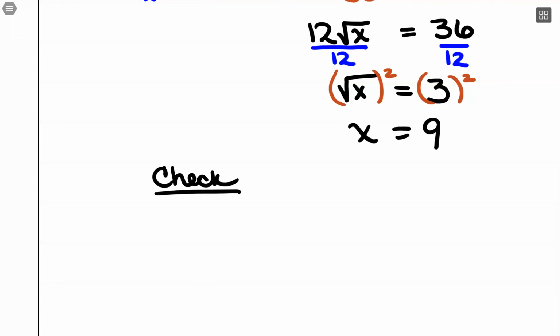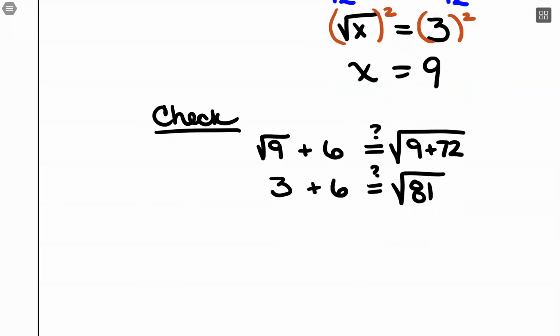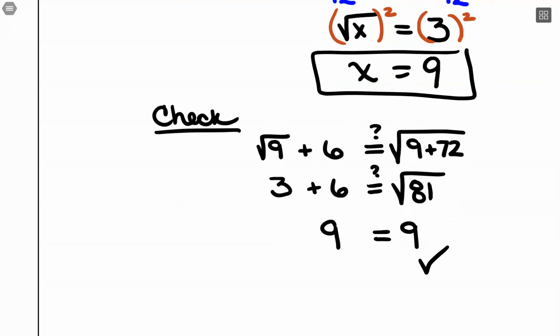So what we'll have here is the square root of 9 plus 6. And I want to see, does that equal the square root of 9 plus 72? So the square root of 9 is 3. 9 plus 72 is 81. So we're seeing 9 equals 9, which is correct. So x equals 9 is our solution.